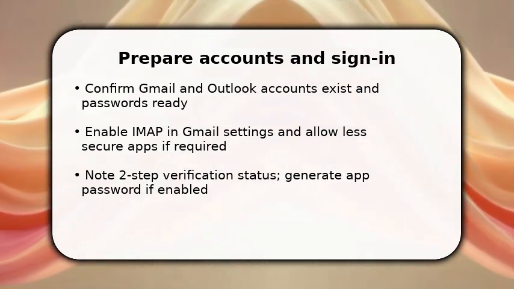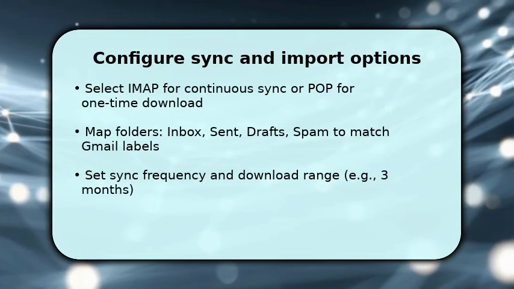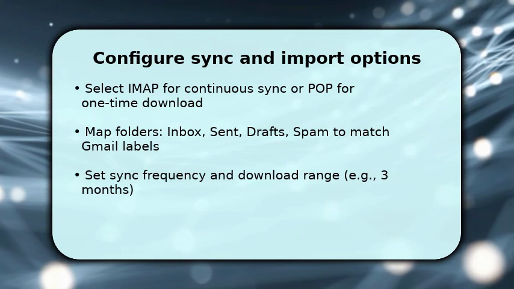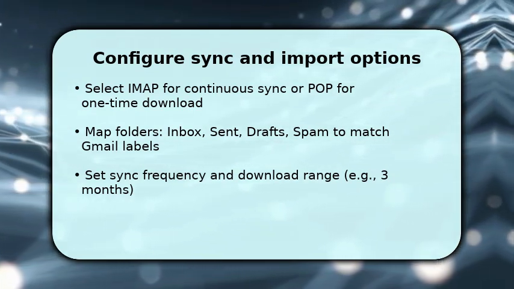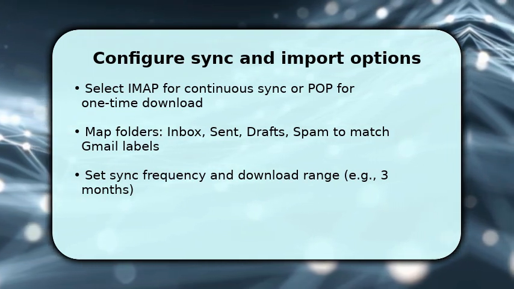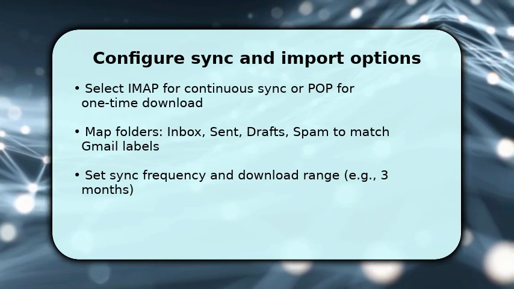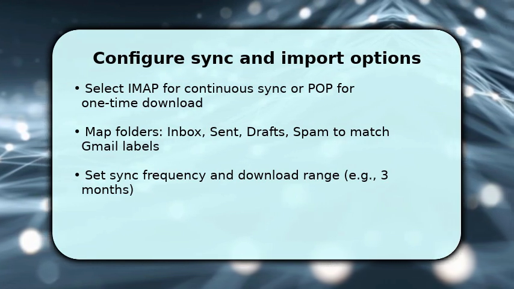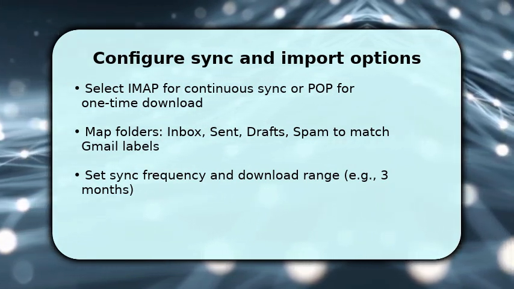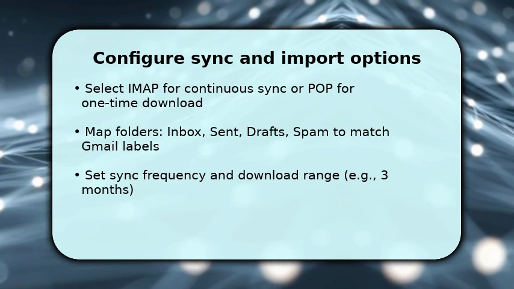Now configure how mail moves and how often it updates. Choose IMAP if you want two-way sync so changes in Outlook reflect in Gmail. Choose POP only for a one-time copy. Map folders so sent, drafts, and archive line up with Gmail labels, and set a reasonable sync range to avoid huge downloads. Make sure calendar and contacts import options are checked if you need them.